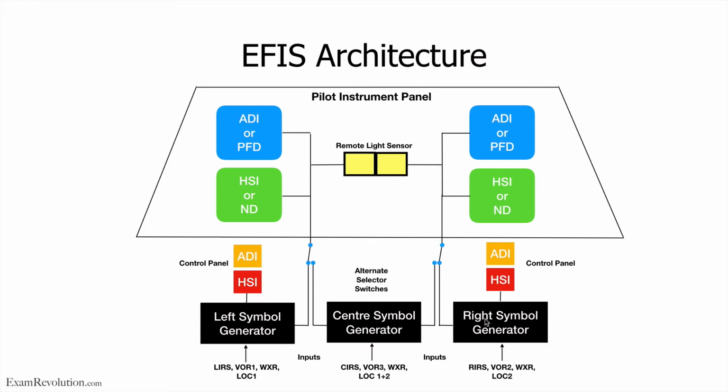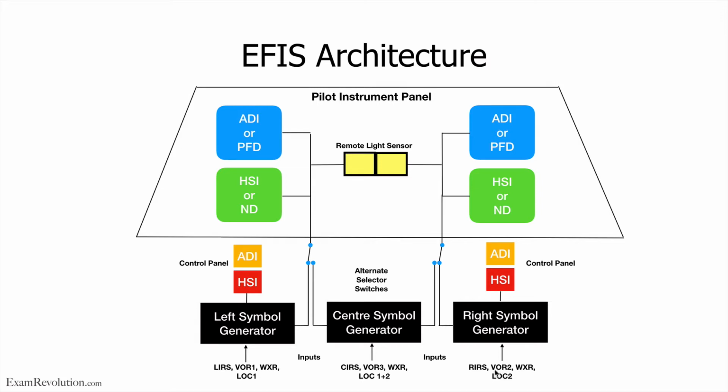So you have 3 symbol generators. Why do we have 3? Well, the pilot on the left needs to have his own one. The pilot on the right needs to have his own one because he's using the right inertial reference system, the VOR number 2, not VOR number 1. He's using the same weather radar most probably, and then he uses LOC 2 and not LOC 1. So he uses a different VOR. So he gets information from different sources, right?